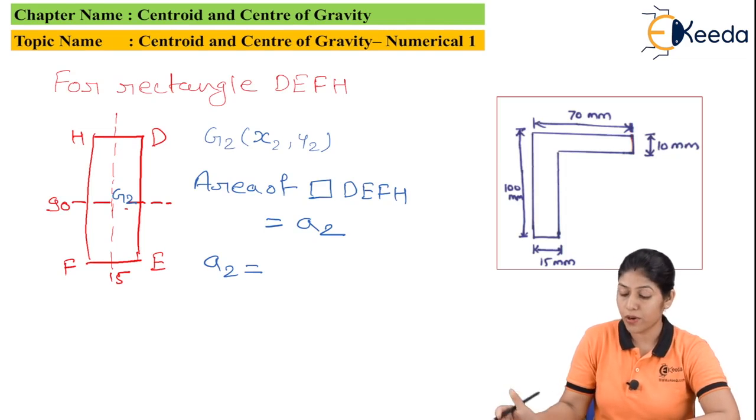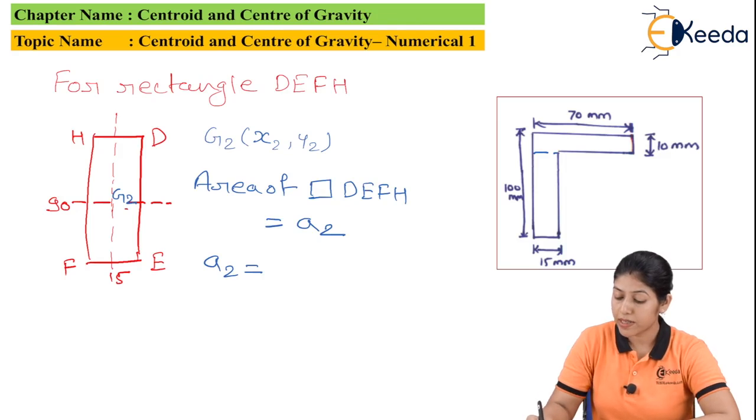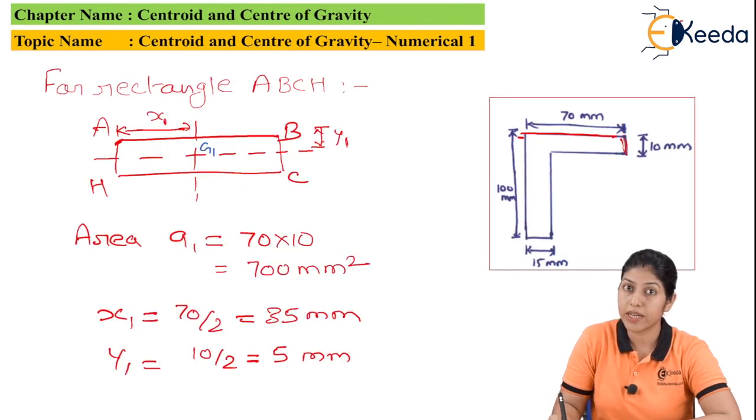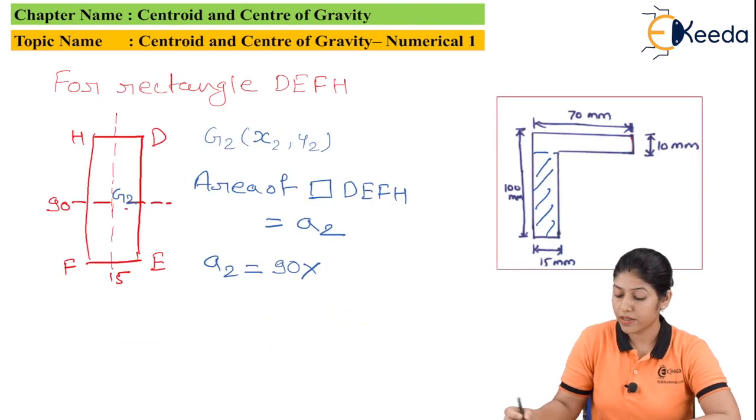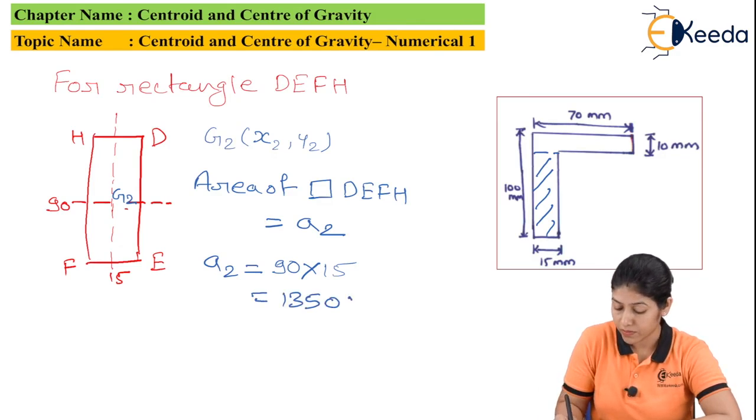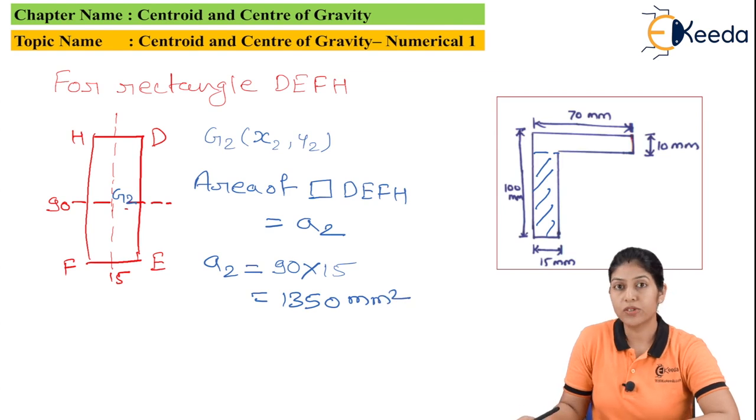So here, as I told you, we will only consider this particular area. Here the dimension will be 100 minus 10, so it will be 90, and the width we have is 15 mm for this rectangle. So 90 into 15 will be 1350 mm square. Now we have the area. Now we have to find out the coordinate points for this particular rectangle.